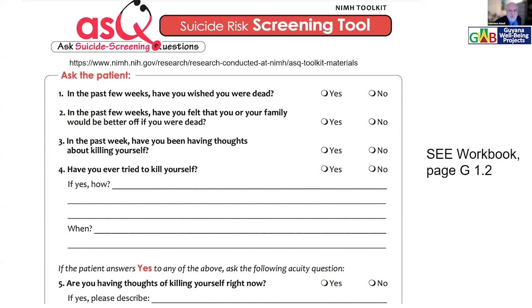It's not only that they wouldn't be hurt, it's not a protective factor. They would be better off. I am doing something altruistic. I'm helping my family.